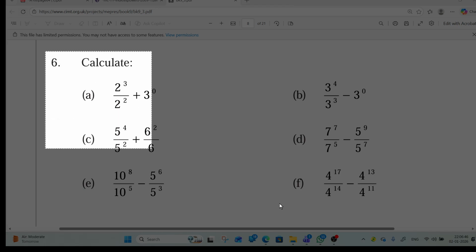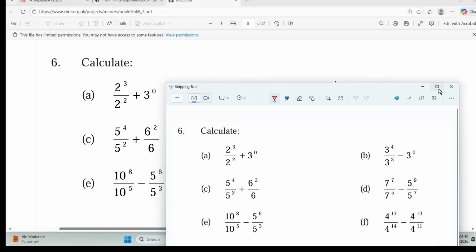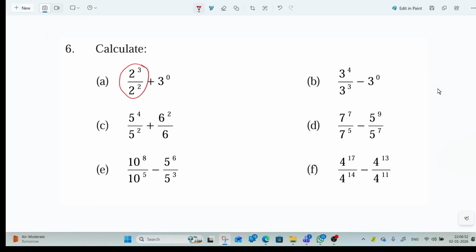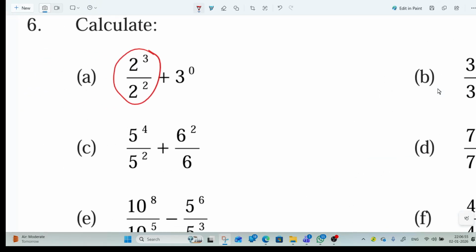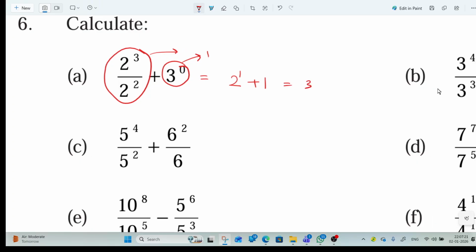We need to use those power rules that we learned. So this is 2 to the power 3 over 2 to the power 2. So you need to subtract the power. How much is that? If you solve this, you will get 2 to the power 1. And 3 to the power 0 is? Its value is 1. So 2 to the power 1 is just 2. 2 plus 1 is 3, right? Clear? Yes, good.